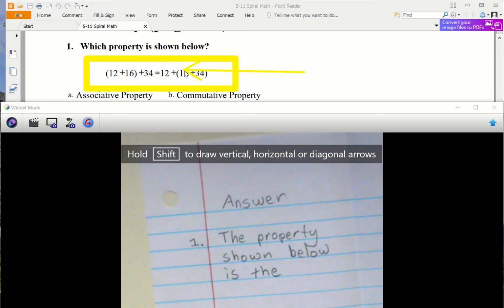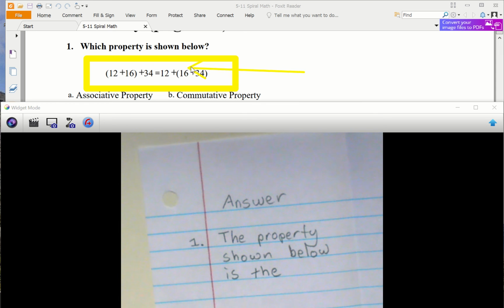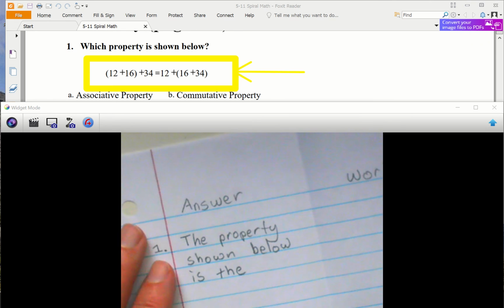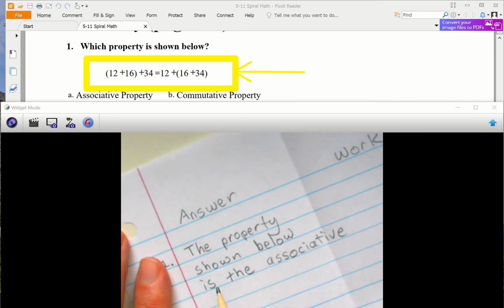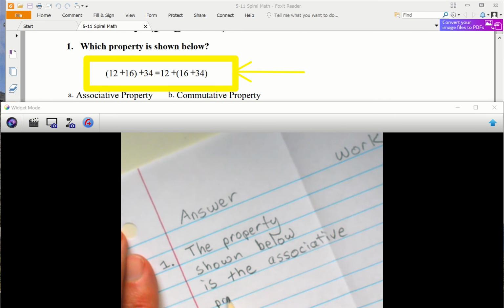I do notice, though, that the parentheses do change. The groupings change. So instead of adding 12 and 16 first, here you're going to be adding 16 and 34 first. So because the groupings change, those parentheses change, and nothing else changes, it's the associative property that's being shown here. So I'm going to say the associative property. Check your spelling, make sure you spell it correctly. And then we'll move on down to number 2.